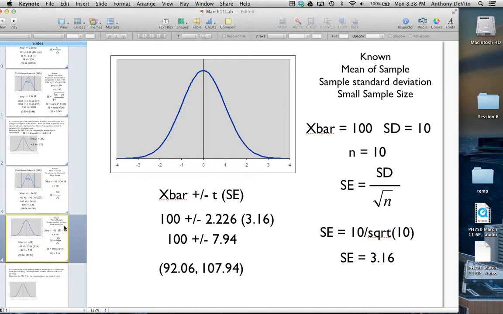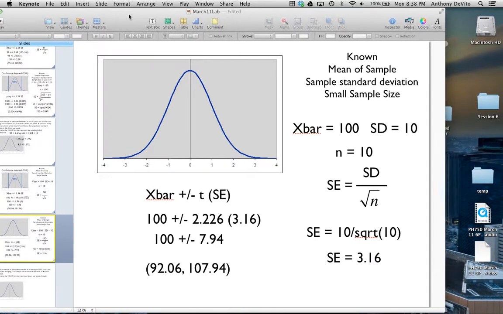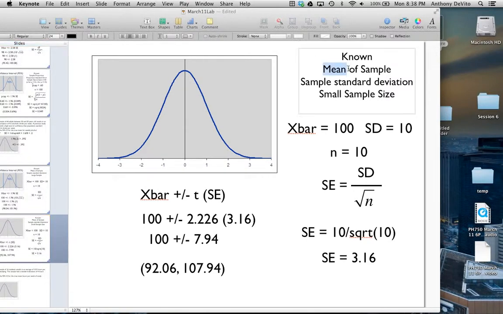Let's see what we really should be doing when we have a small sample size. We know the mean of the sample. We know the sample standard deviation. That's the closest that we have to the population standard deviation. And we know that we have a small sample size.